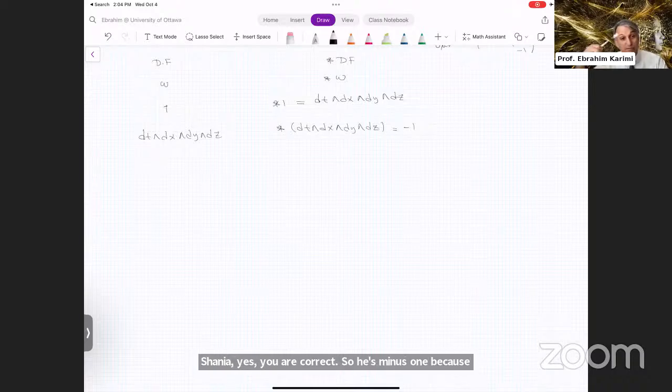If the metric of the space was 1, 1, 1, 1, then that was equal to 1 and had no problem at all.